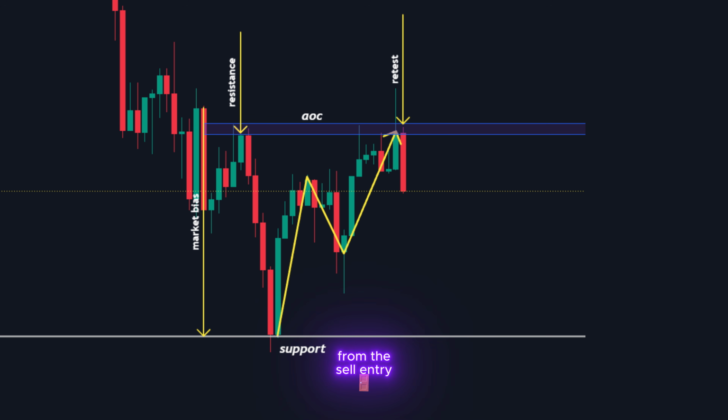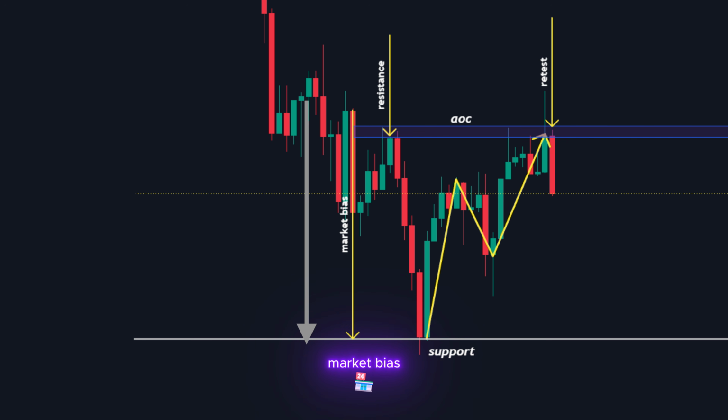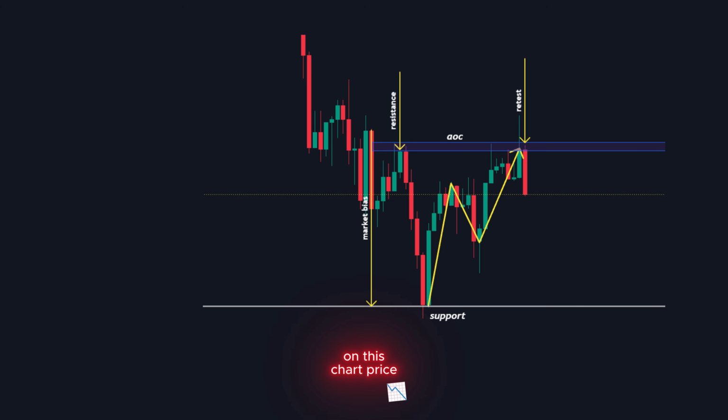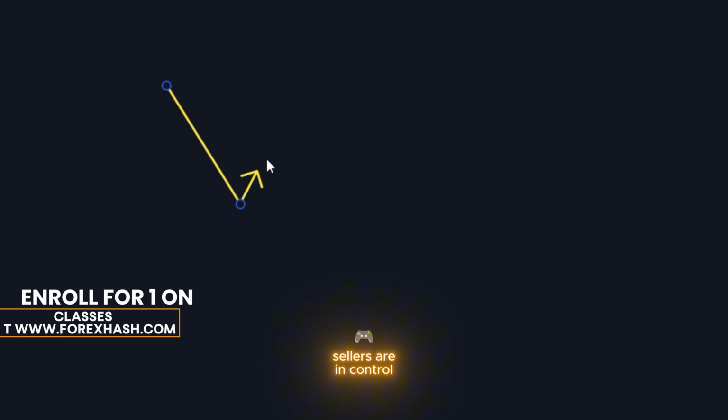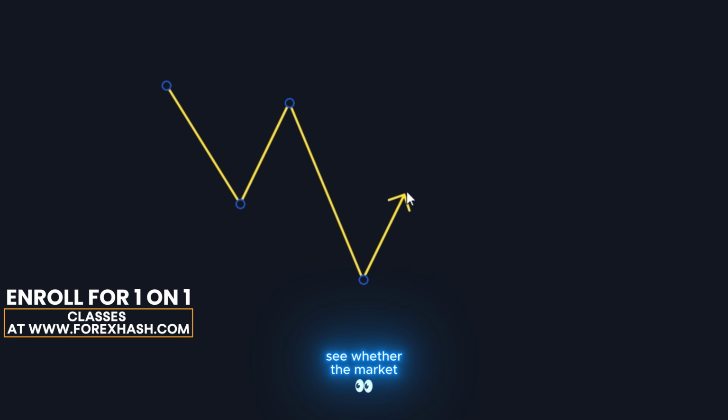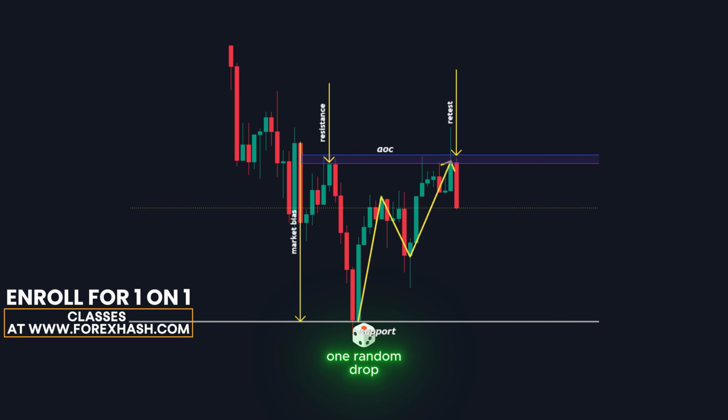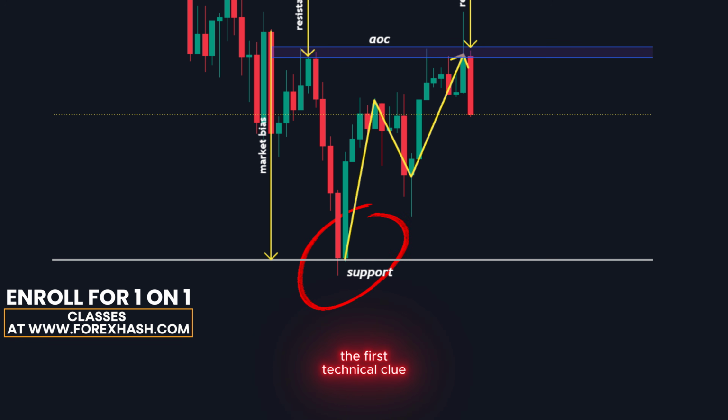I am not starting from the sell entry, I am starting from market bias. On this chart, price gives a strong bearish move first. That move tells me sellers are in control. After that, I want to see whether the market can continue respecting bearish structure instead of only giving one random drop. The first technical clue is the reaction from support.